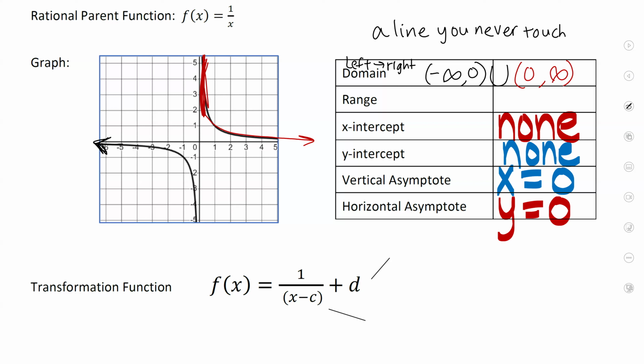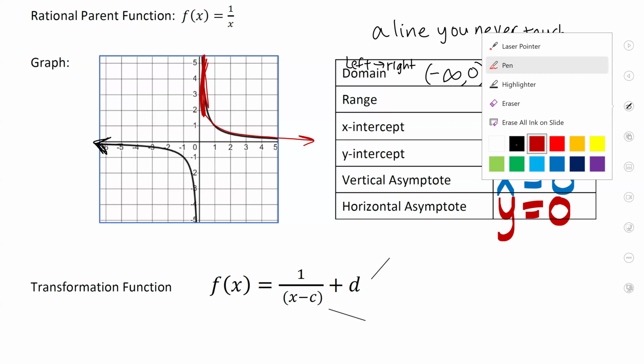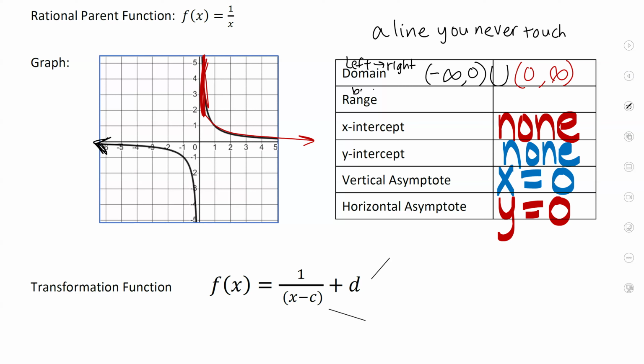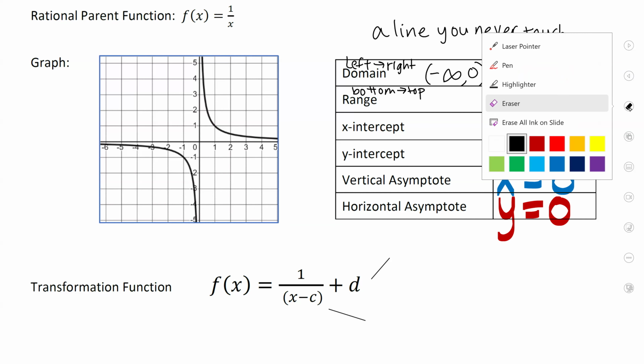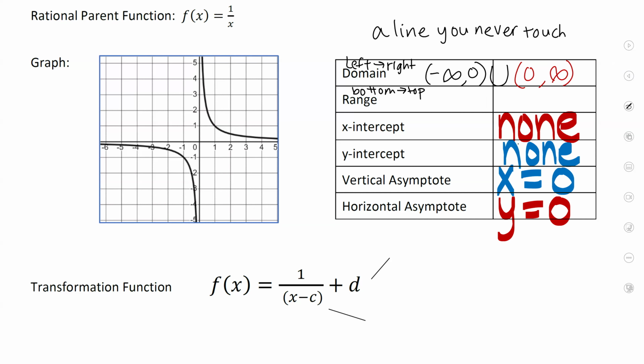Okay, now let's talk about the range. Whenever we do the range, you go from the bottom to the top. I see many students trying to start at the top. We always start on the bottom, least to greatest, smallest first. So here's the bottom. I'm not going to pay attention to that one. Let's just look at the bottom one. It's pointing down, so that's negative infinity. And the very top of this one, where is that? 0.